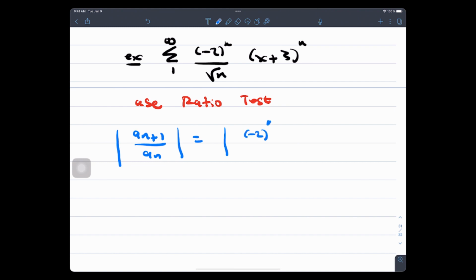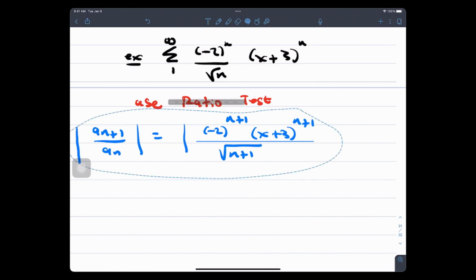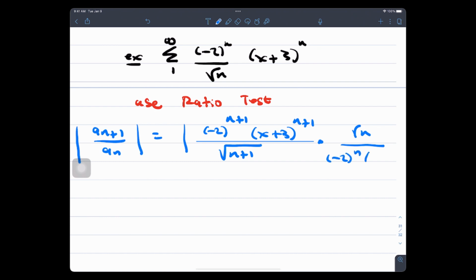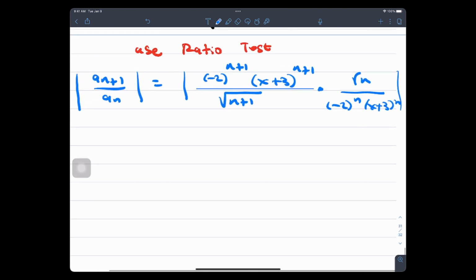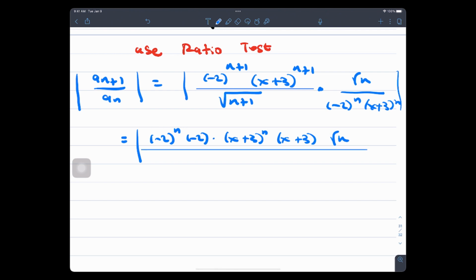Okay, isn't that going to be negative 2 to the n plus 1, x plus 3 to the n plus 1, over the square root of n plus 1? Okay, then multiply by the reciprocal, right? You say, what's the reciprocal? This is square root of n, negative 2 to the n, x plus 3 to the n. Okay, use some algebra. Negative 2 to the n times negative 2, x plus 3 to the n, x plus 3, square root of n, over square root of n plus 1, negative 2 to the n, and this is x plus 3 to the what? Nth power here.